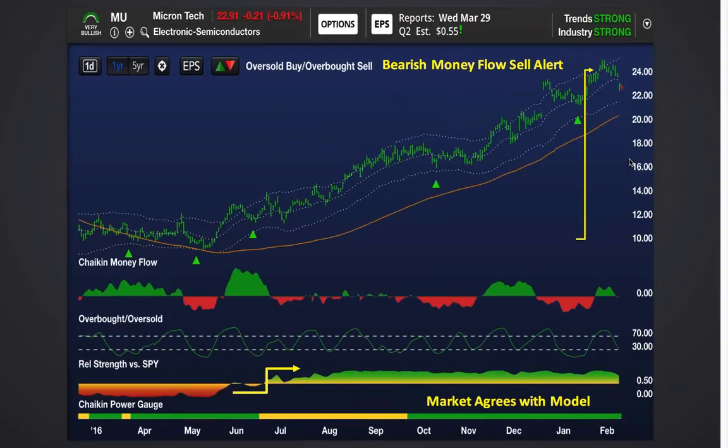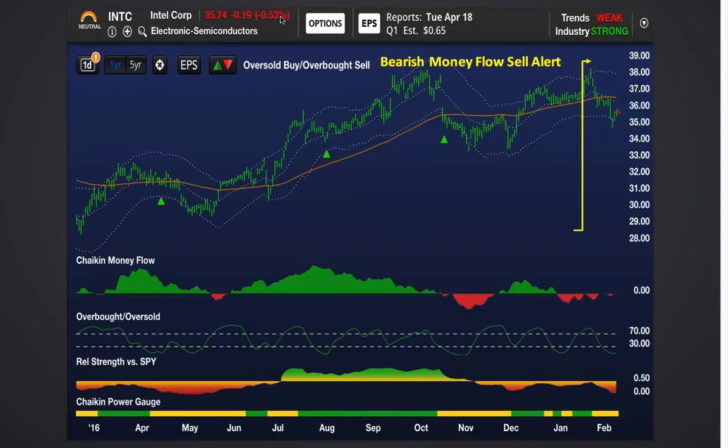Micron, which had been a fabulous stock, still has a bullish rating. Gave that bearish money flow alert. The stock was 24. Worked its way a tiny bit higher, but look where it is today, 22.91, down almost 1% earlier today with the market making new highs and semiconductors going up. This pattern works.